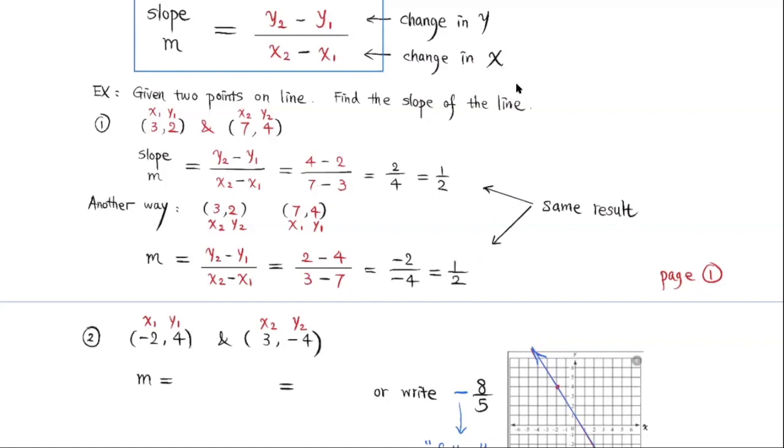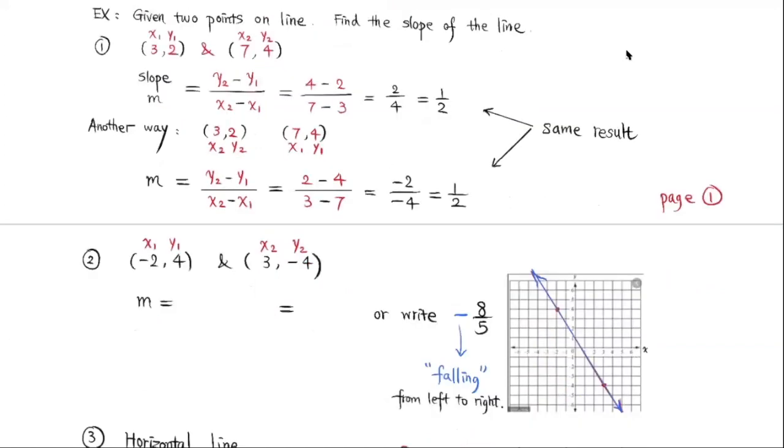So as long as you are being consistent, label this point x1, y1, x2, y2. If you start with the y coordinate at this point, subtract the y coordinate at this point, then you start with the x coordinate at this point, subtract the x coordinate at this point. Just be consistent, okay? All right, so the result will be the same.